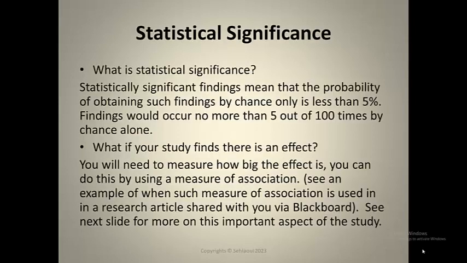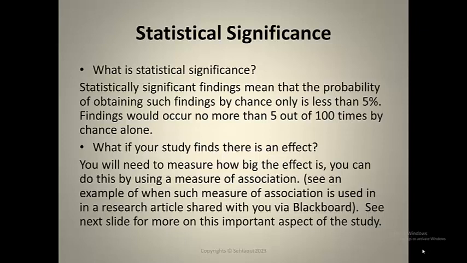All right, so statistical significance again is basically we are trying to look at whether the results are statistically significant, which means that the probability of obtaining such results or findings by chance is less than 5%. This is if we adopted the level of significance of 0.05. So findings would occur no more than 5 out of 100 times by chance alone. Okay, so that's what the statistical significance means.